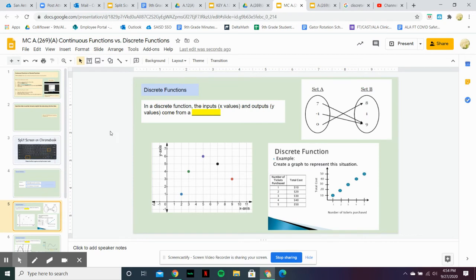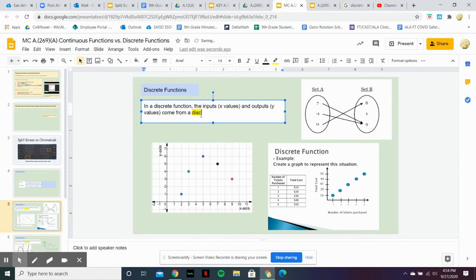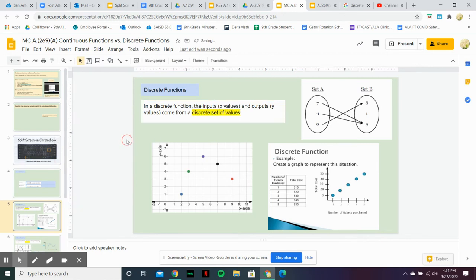So in discrete functions, the input values are x values, and our outputs, which are the y values, come from a discrete set of values. What that means is it comes from a certain group of numbers, but not an interval of numbers. So if we look at this example here, the inputs are these three numbers. They are distinct numbers from each other. The outputs here are distinct numbers.